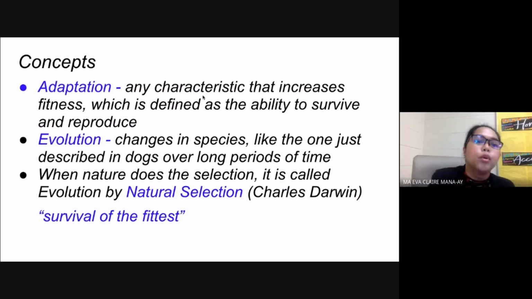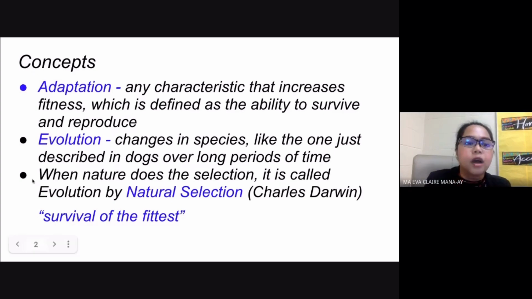We also have the second concept here, which is evolution. Evolution here is the changes in species like the one just described in dogs over long periods of time. So basically when you say adaptation, this is a change in your organism so that it can fit in its environment, so that it can survive in its environment. Now, all of these adaptations over a long period of time, the process is called evolution. That is called evolution.